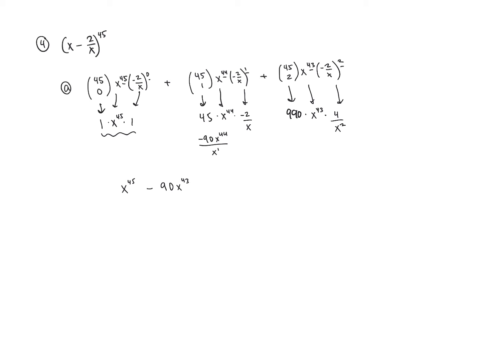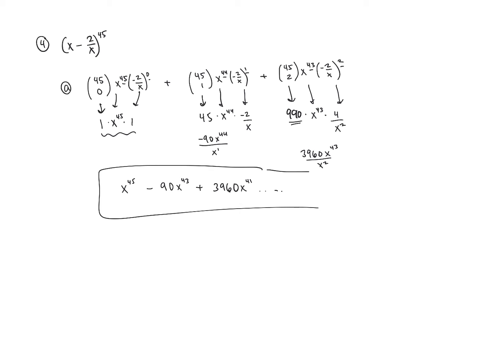Then for the next term, 990 times 4 is 3,960, x to the 43 over x squared. And then again, when we divide, we subtract the exponents and get x to the 41. Those are the first 3 terms.